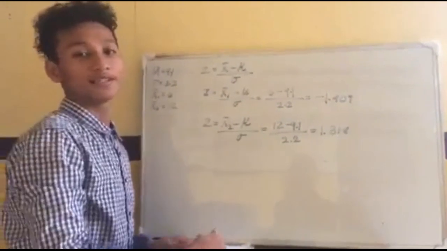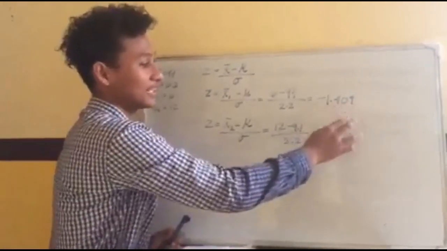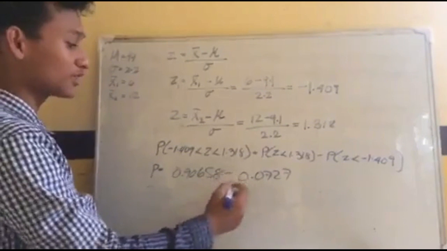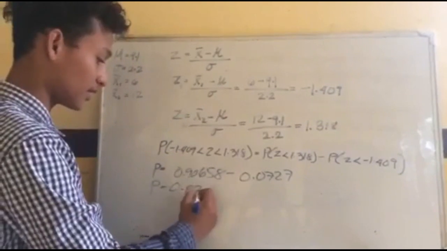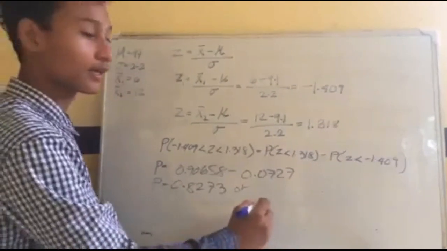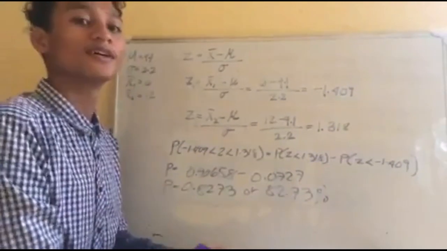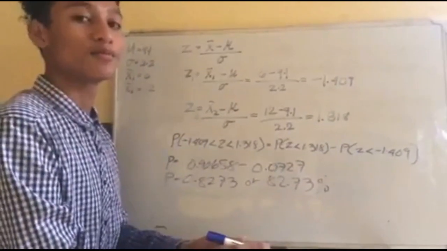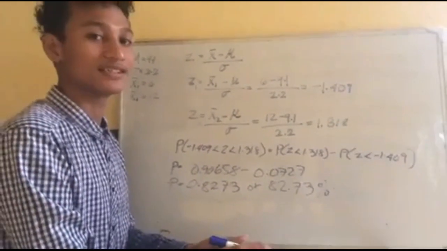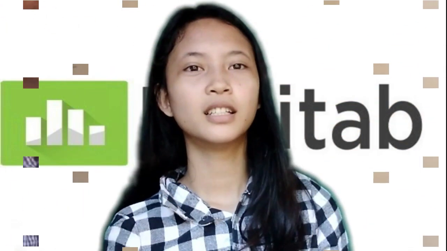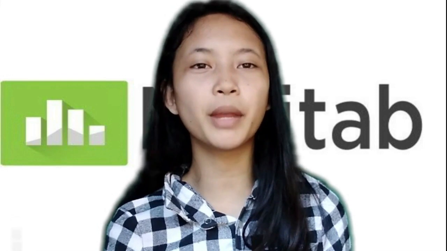Then, by using the z table, we can find their values, the values of this and this one. By subtracting these two values, we can get the final answer. The final answer will be 0.8273 or 82.73%. So, we have an 82.73% probability that a randomly chosen 8-week-old baby smiles between 6 to 12 seconds. That's it. Thank you.